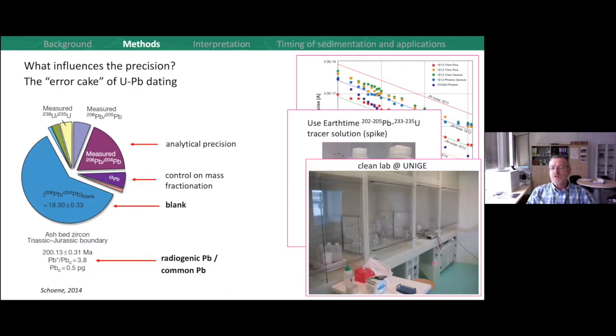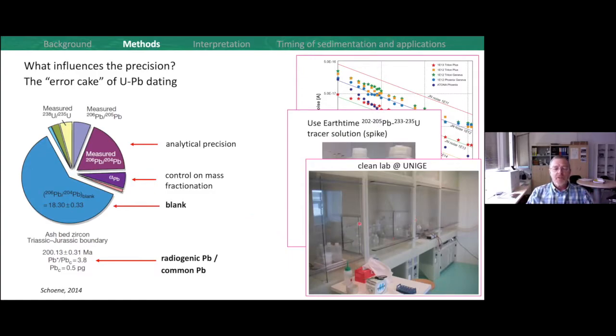So we have now in Geneva, and this is the same in other labs, Princeton University, MIT, ETH Zurich, total procedural blanks of something like 100 femtograms. So this is 0.1 times 10 to the minus 12 grams. And this is probably one of these limits we will hardly be able to go beyond as long as we do our manipulations by hand.